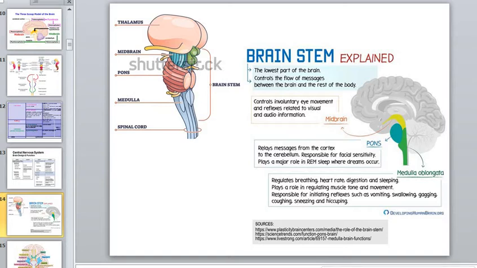These pathways include the corticospinal tracts for motor function, the dorsal column medial pathways, which give information about touch, vibration, and proprioception, and the spinothalamic tracts with pain, temperature, itch, and crude touch. It also provides the main motor and sensory information.